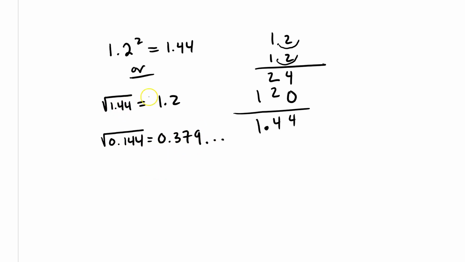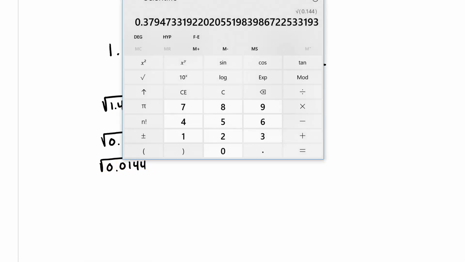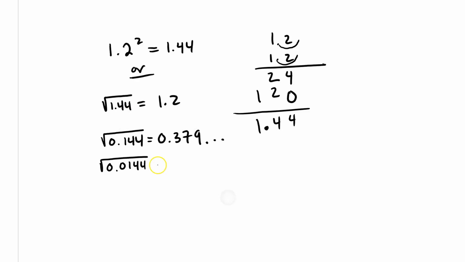So let's look at how many decimal places there are. For 1 decimal place, we know that the argument under the square root sign is going to have 2 decimal places. What about the square root of 0.0144? Let's try that. Look at that. It's some configuration of 12.